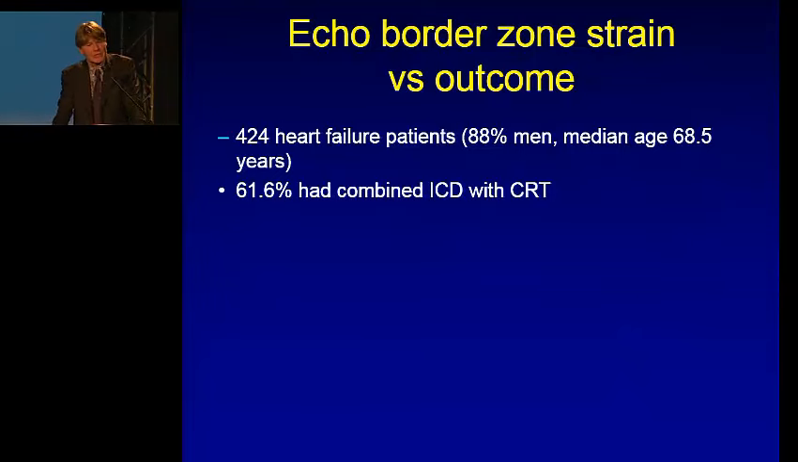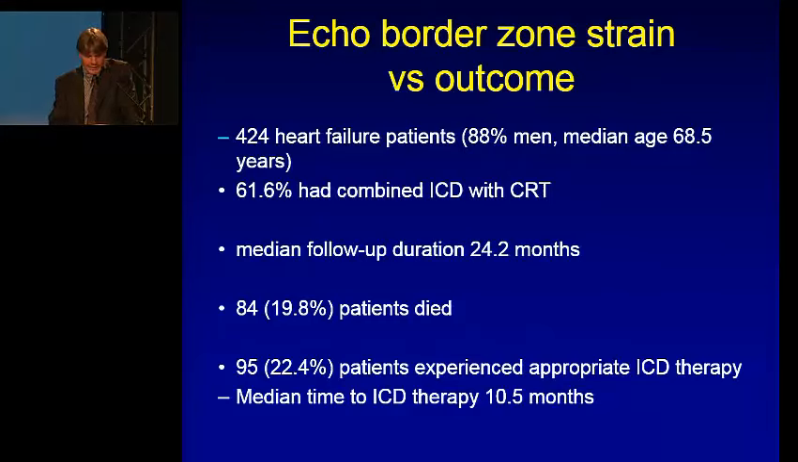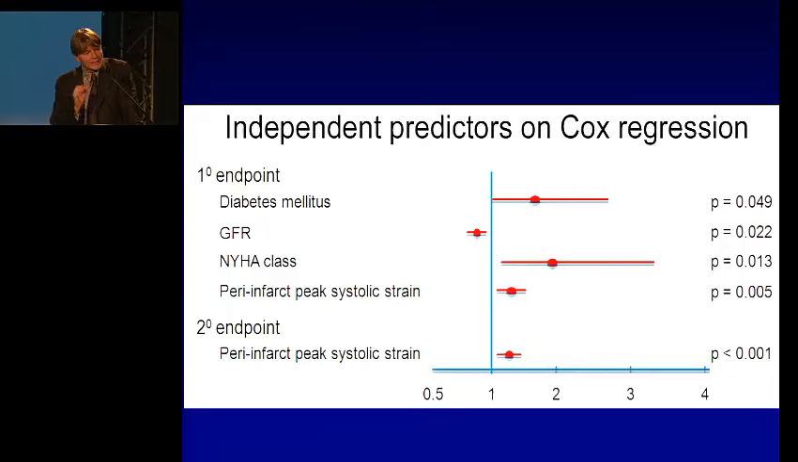I skip a few here, and I show you this last trial that we have done. We looked at 424 heart failure patients, 88% men, 61.6% had combined ICD with CRT. The median follow-up duration was 24 plus or minus 24.2 months. 84 patients died during the follow-up, and 22% experienced appropriate ICD therapy. The median time to ICD therapy was 10.5 months. So we looked at the predictors for the primary endpoint, mortality, and the secondary endpoint, the shocks.